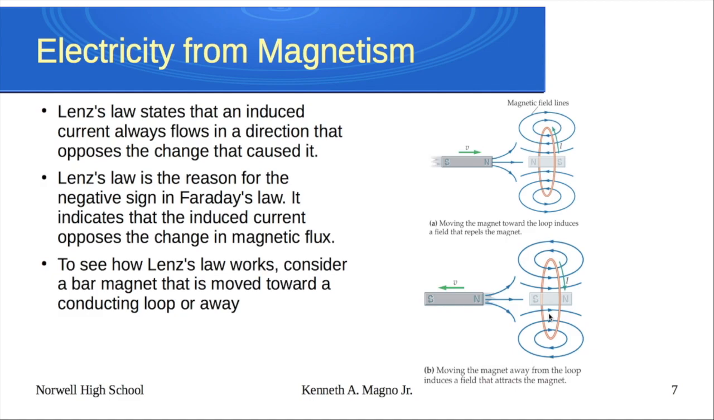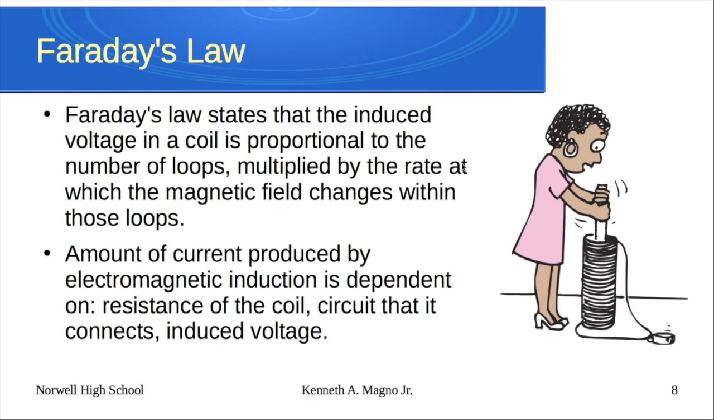So at all times, it's always fighting because of the coil there with the self-induction piece, which is why the negative comes in. It's always opposite the motion. So basically, Faraday's law is stating that the induced voltage in a coil is proportional to the number of loops multiplied by the rate at which the magnetic field changes within those loops.